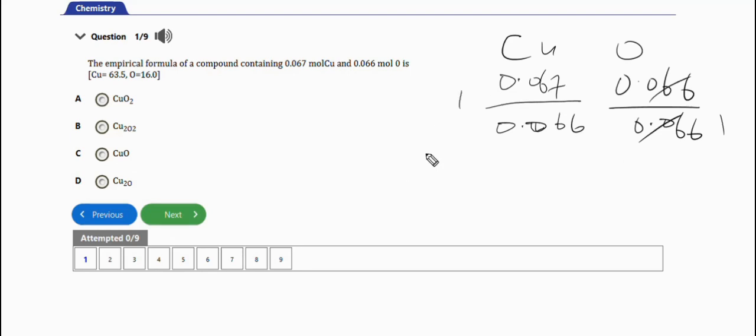So this shows us that, since the mole ratio is 1:1, the empirical formula will be copper oxide. So the right option is option C. So that's it for this question. Let's wipe this now and solve the next repeated question.